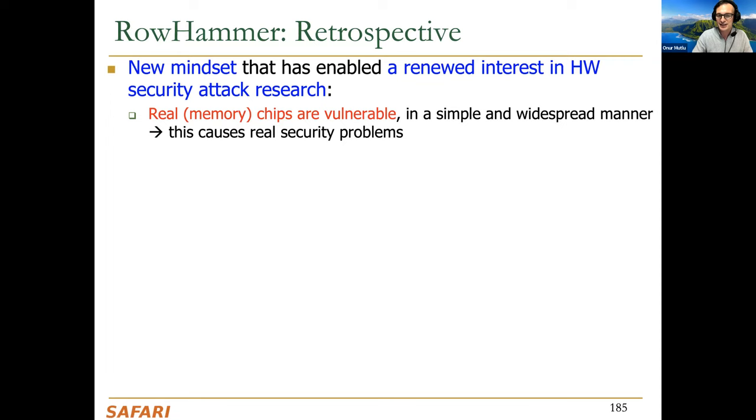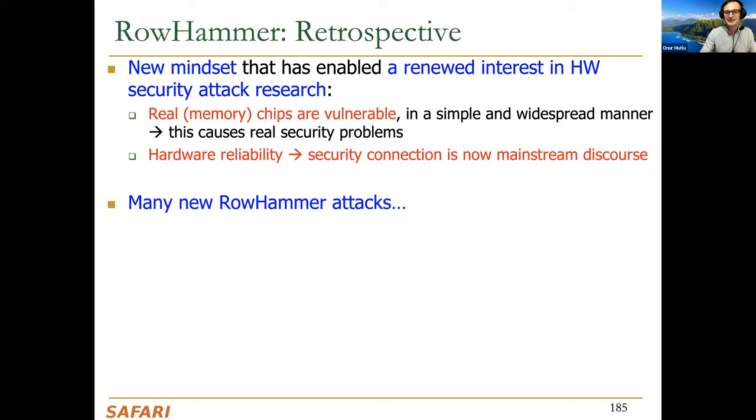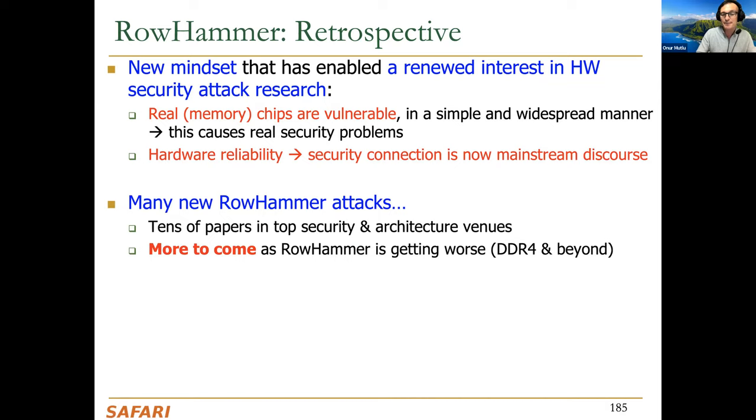This caused real security problems. And the hardware reliability and security connection is now mainstream discourse after RowHammer. And as a result, people have developed many new RowHammer attacks, and you will read about them in the new IEEE Security and Privacy Conference. There are two of them. And there are many papers in both security and architecture venues. And I believe there's more to come as people become more creative and figure out more ways of doing RowHammer and fault attacks. I think it's going to be even more interesting.